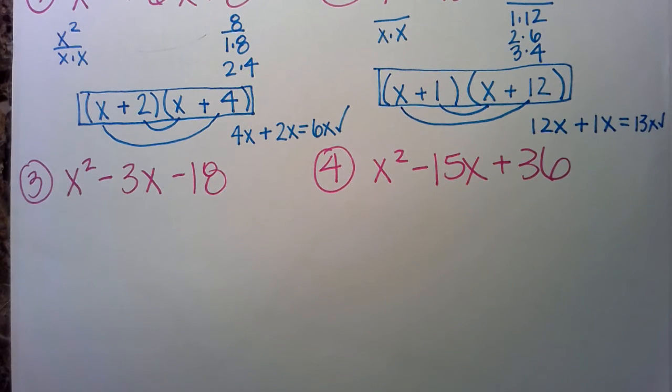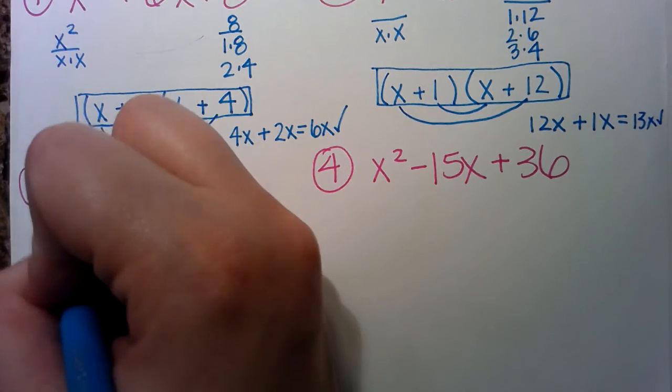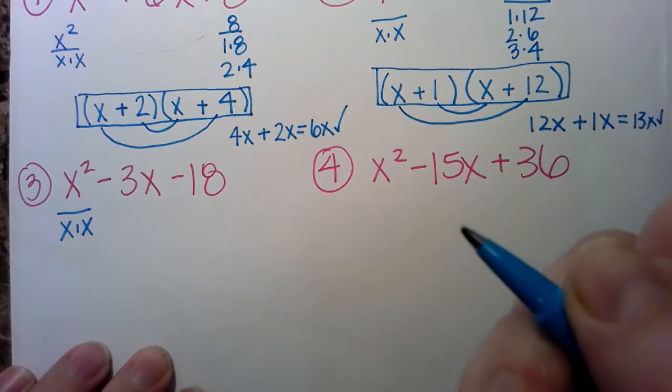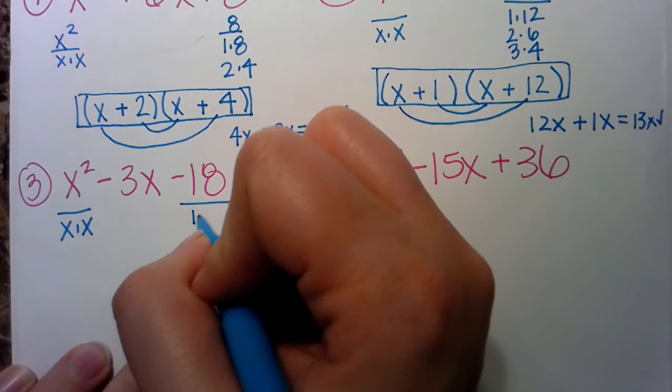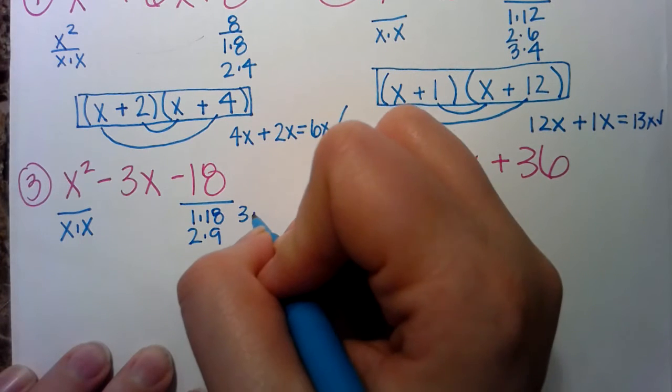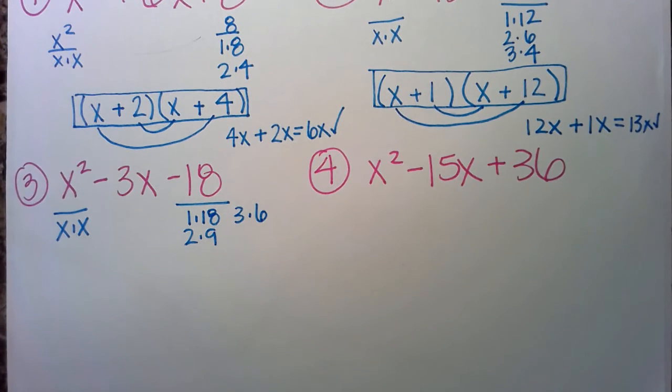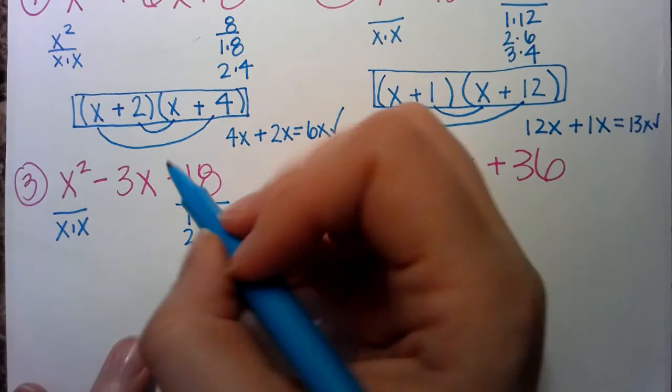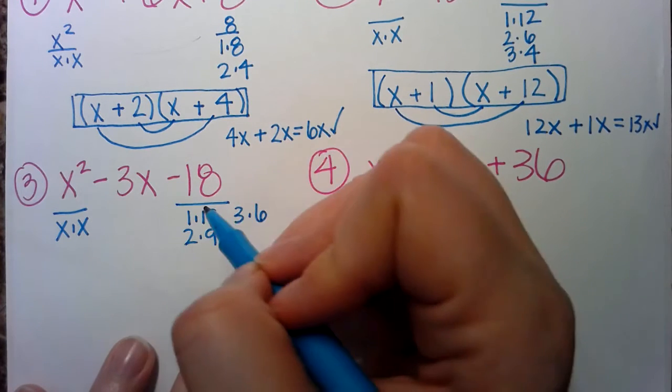Okay, my next one, number 3, I'm going to do the same thing. I'm going to find my factors of x squared, which is x times x. I'm going to find my factors of 18, so 1 and 8, 2 and 9, 3 and 6. So I have to be careful here because this gives me a negative 18.